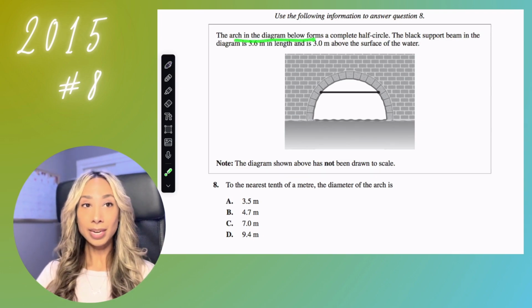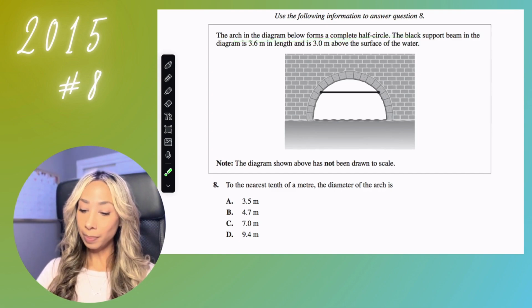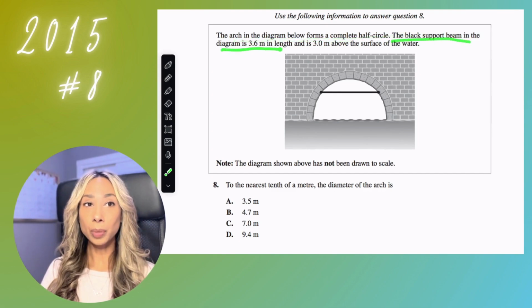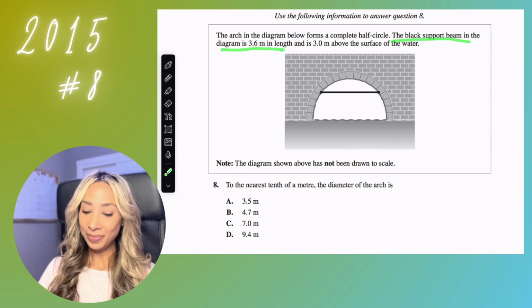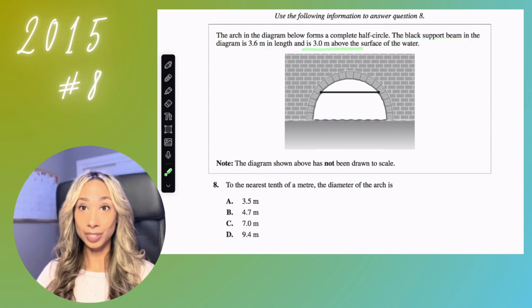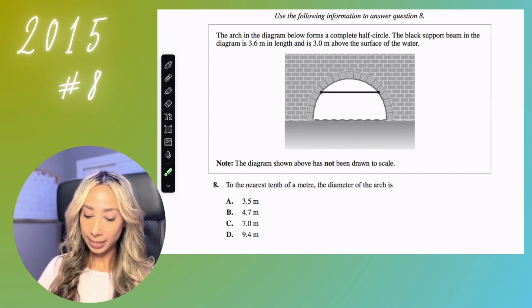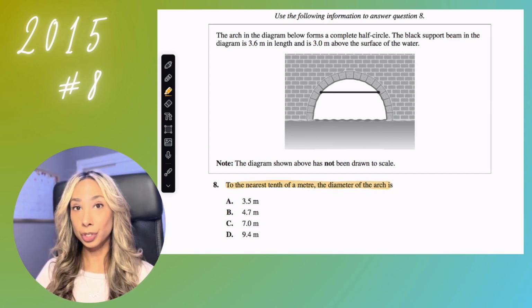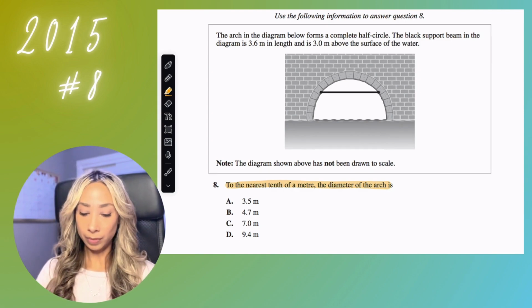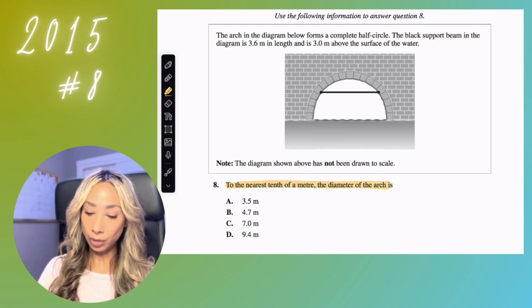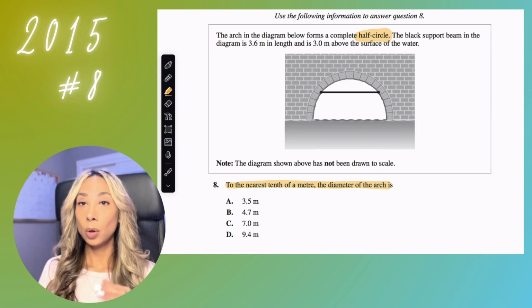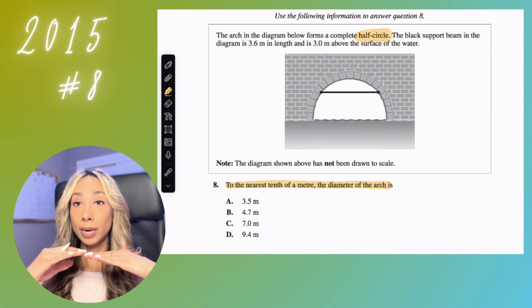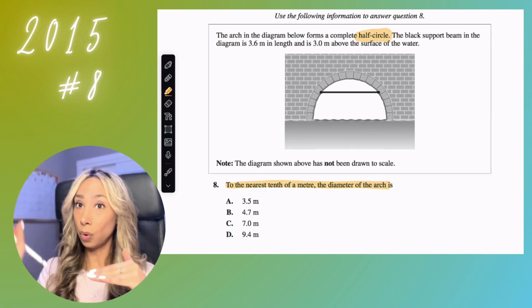So the arch in the diagram below forms a complete half circle. The black support beam in the diagram is 3.6 meters in length, and 3 meters above the surface of the water. We need to calculate to the nearest meter the diameter of the arch. So a couple of key pieces of information here. We know it's a semicircle, so that means whatever we get for the diameter, we're going to cut that right in half of the whole circle.